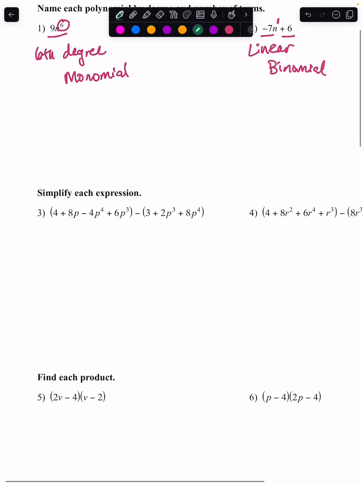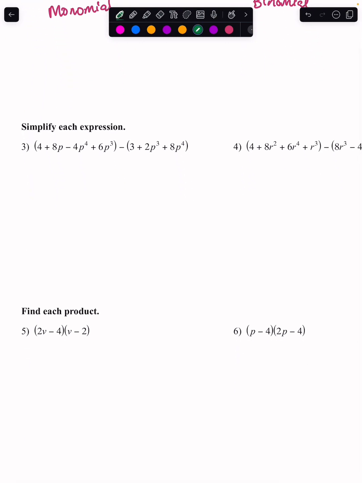And remember, if there's a minus sign, you have to change this, change to a plus. This becomes negative. That becomes a minus, or negative. That becomes a minus. So now I need to line up this, minus 3. I need to line up this, minus 2p cubed. And I need to minus the 8p to the 4th.